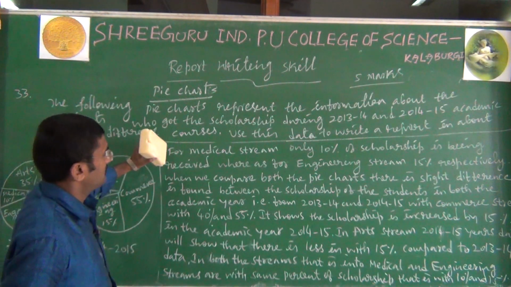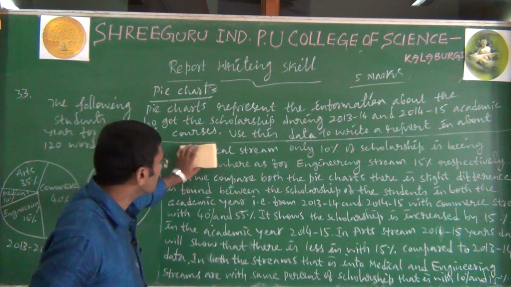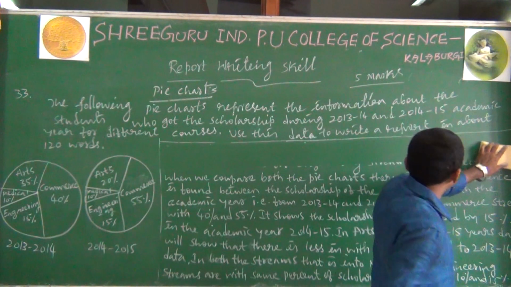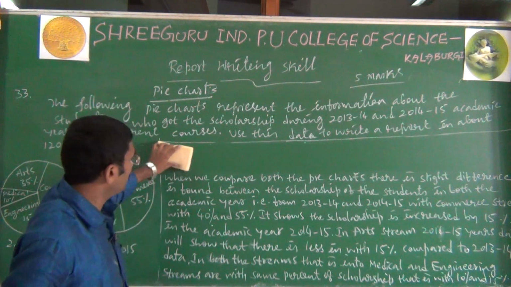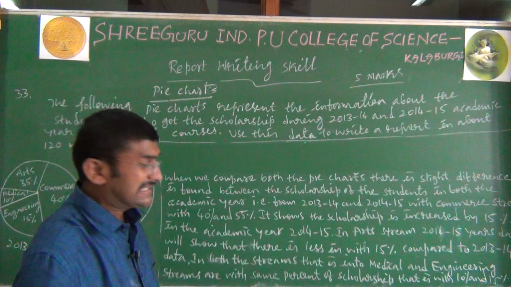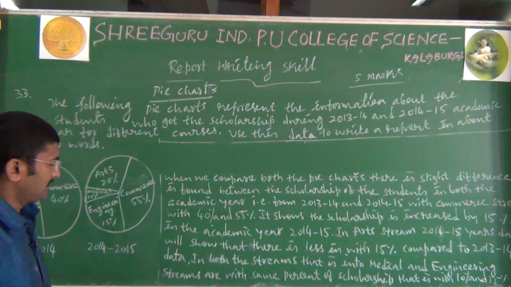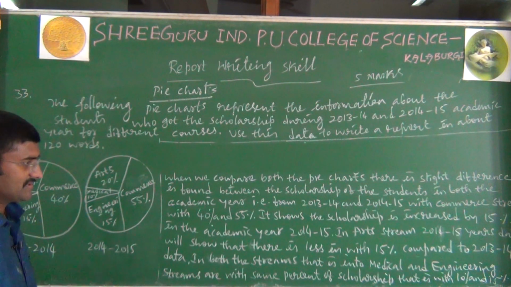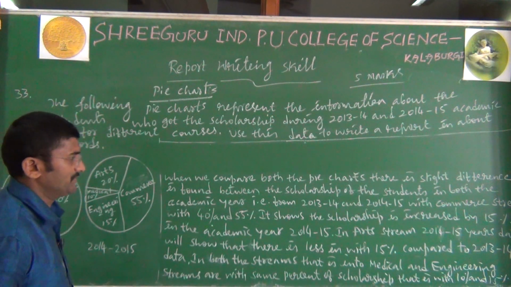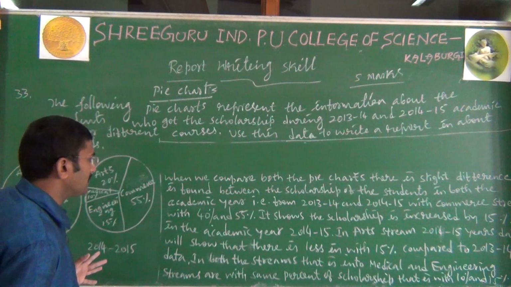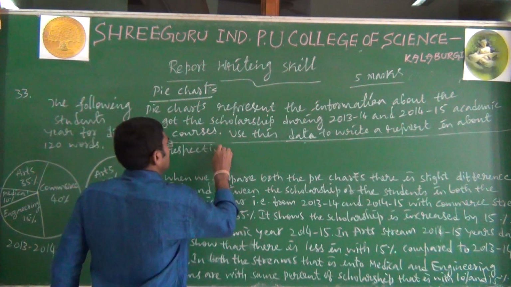I'll just remove the first two lines, my dear students. Remember carefully and follow very meticulously, consciously, so that we will be able to understand this report writing skill. Both the streams, medical and engineering, are with the same percent of scholarship, that is with 10 and 15% respectively.